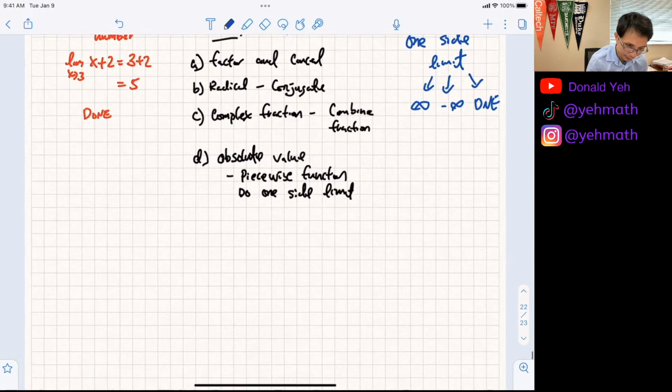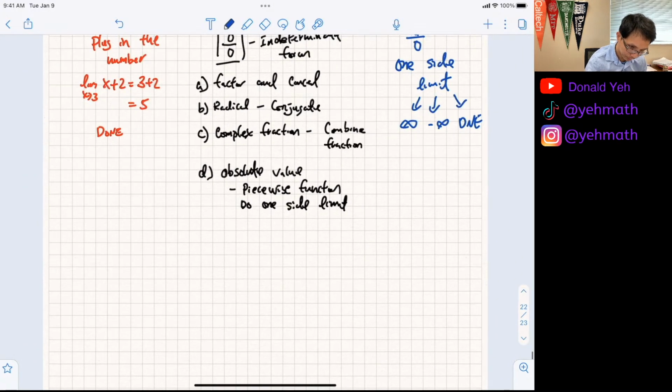Let's talk about factor and cancel. Let's just say the limit as x approaches 2 of x squared minus 4 over x minus 2.